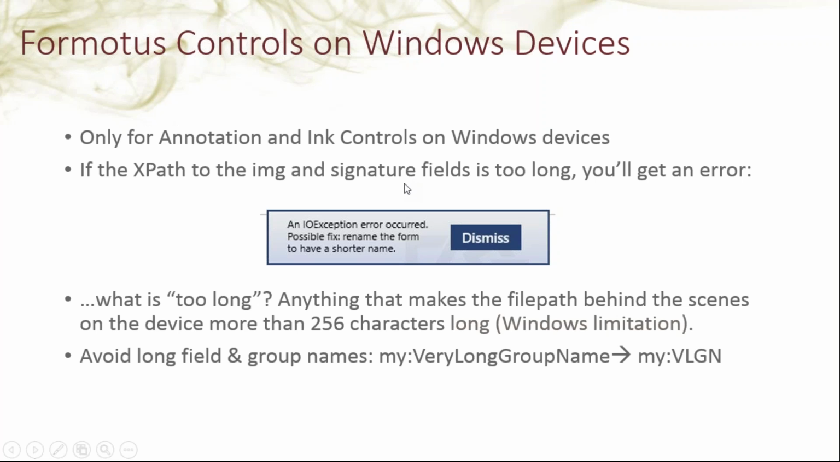So what you can do is avoid long field and group names. For example, a lot of times it's really nice to spell out the entire name of the group so that if you go and pick up the form template, say, 3 or 4 months down the road, you don't really have to guess what all these acronyms mean anymore. However, in this case, we do suggest that you take any long group names and just abbreviate them or use acronyms just to make the XPath shorter.